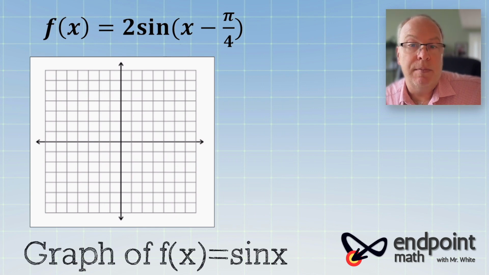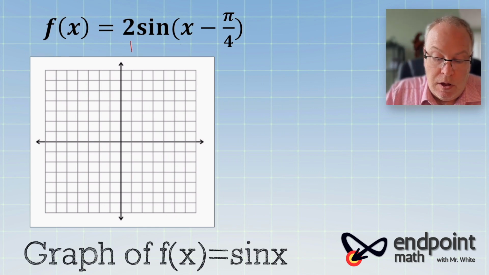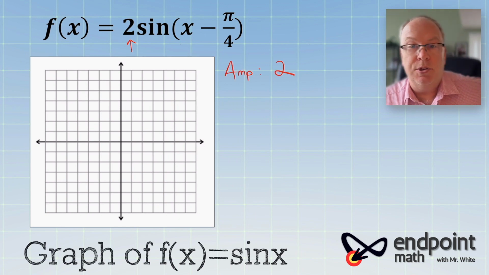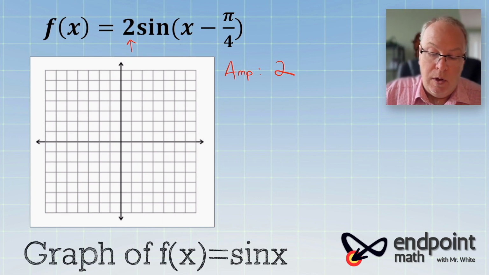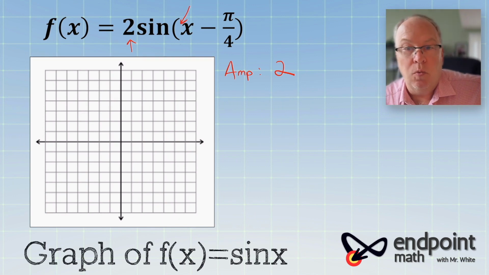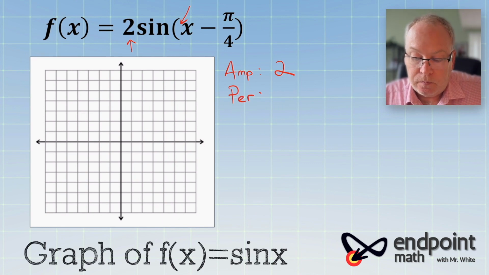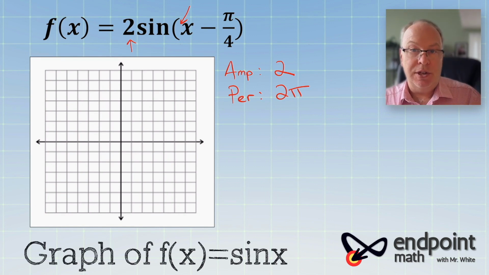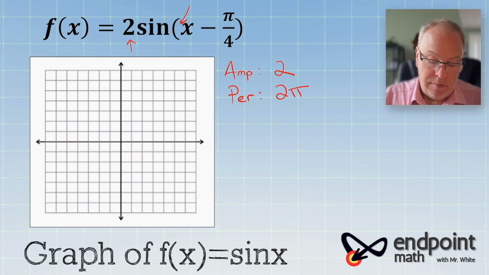Okay, there is something new here. First of all, the amplitude is the number out front. That's going to be 2. There's no reflection this time. What is the number in front here? It's still just 1. So the period is still 2 pi. So what the heck is this? You remember what that does? That is a left or right shift by pi over 4. And it's always the opposite of what you see there. So negative, you would think it would be left, but it's not. This is a right.